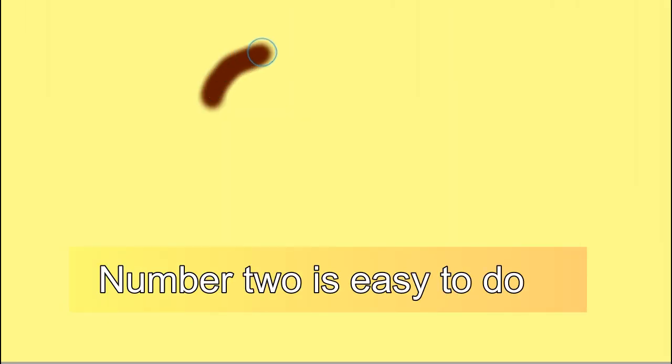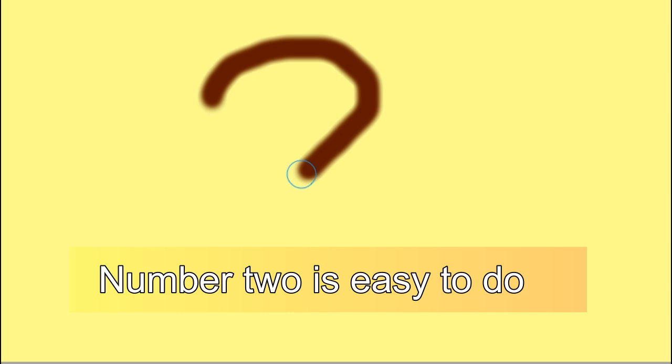Number two is easy to do. Up, around, down, and across makes two.